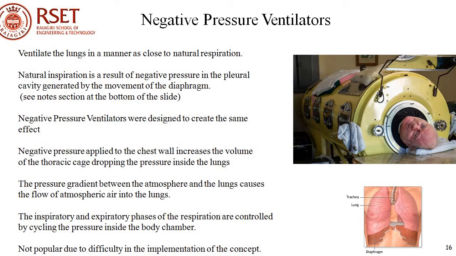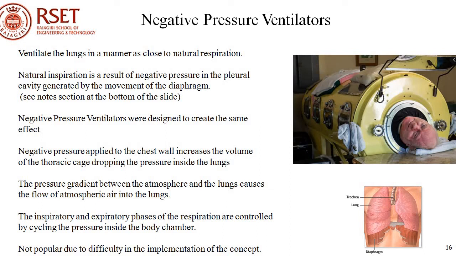The pleural cavity is a space that lies between the pleura, that is the two thin membranes that line and surround the lungs. The diaphragm located below the lungs, as we can see in the diagram, is the major muscle of respiration. It is a large dome-shaped muscle that contracts rhythmically and continually and most of the time involuntarily.